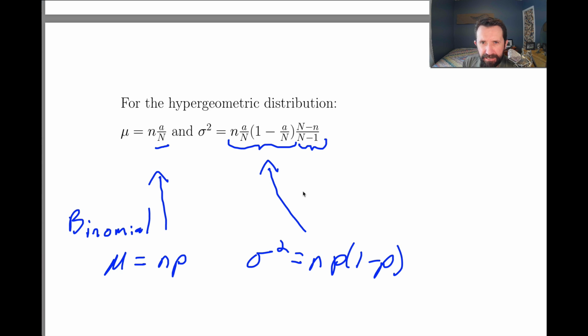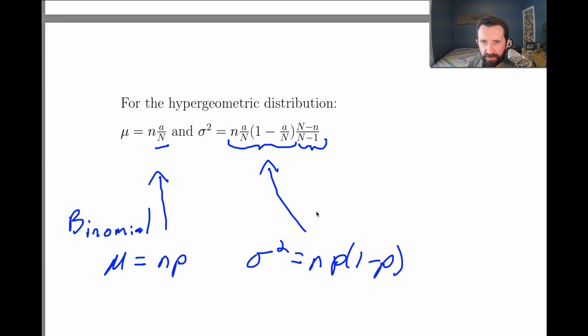And that is coming up from the fact that, if we look at this, our variance is going to be a little bit lower. It all depends on the precise values, but it's going to be lower than the binomial variance.